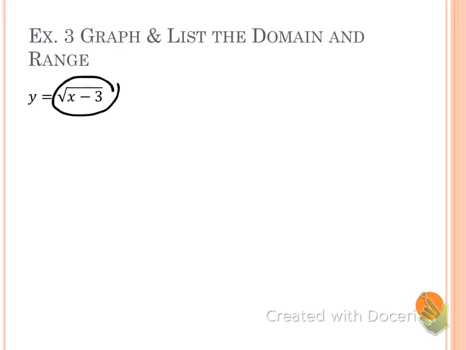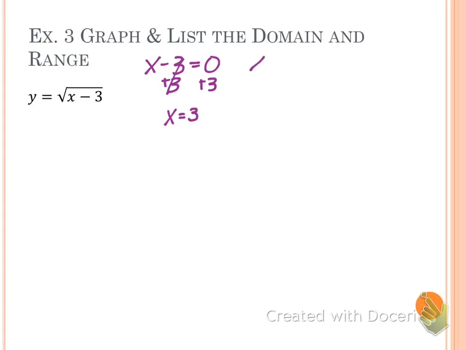So let's look at this right here. What's underneath the radical? x minus 3. So I'm going to write x minus 3 is equal to 0 and solve for x so that I can find out, okay, what numbers can I plug in for x? What would I do first? Add 3. Perfect. So I know if x is equal to 3, that means my domain has to be x is greater than or equal to 3.